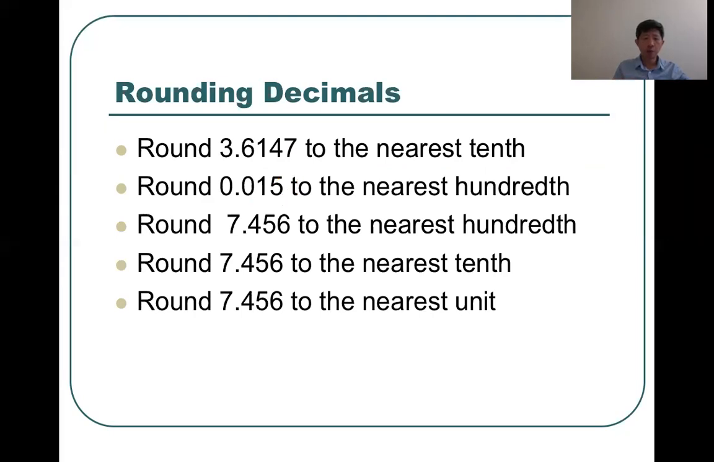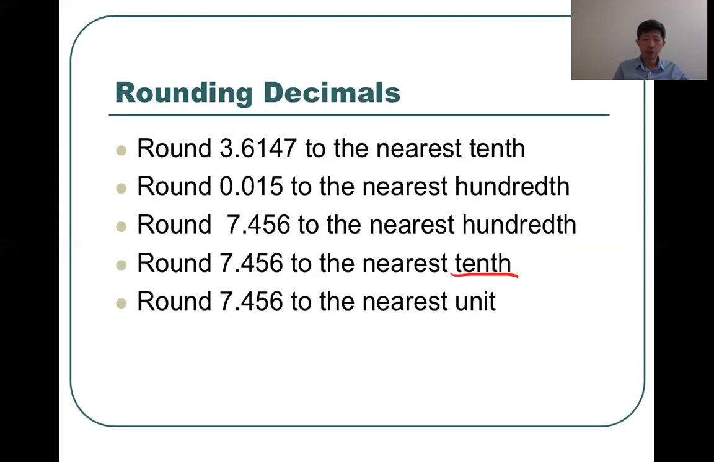Next problem, round 7.456 to the nearest hundredth. All right, so we have to go down to the next place value, thousandths, to examine. Now 6 is more than 5 or less than 5? It's more than 5. So we have to round it up, and this one we make a 6. So the answer is 7.46. Okay.